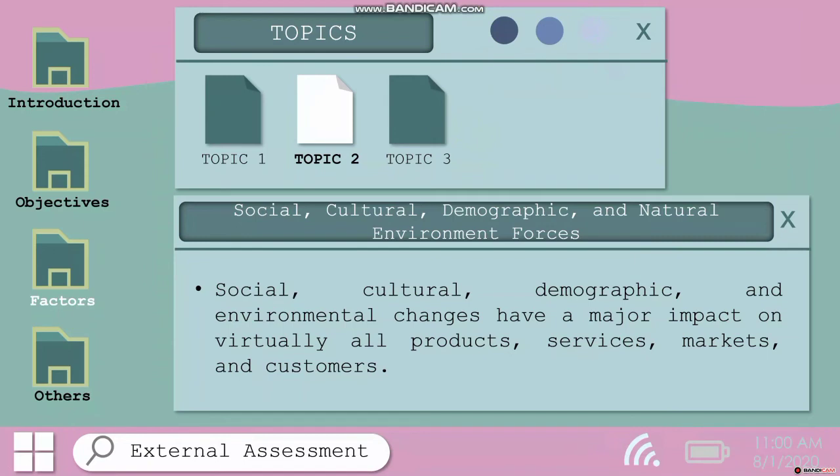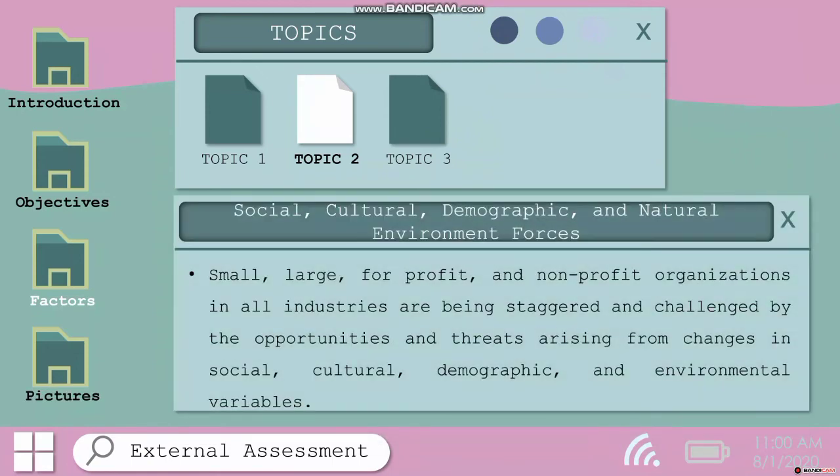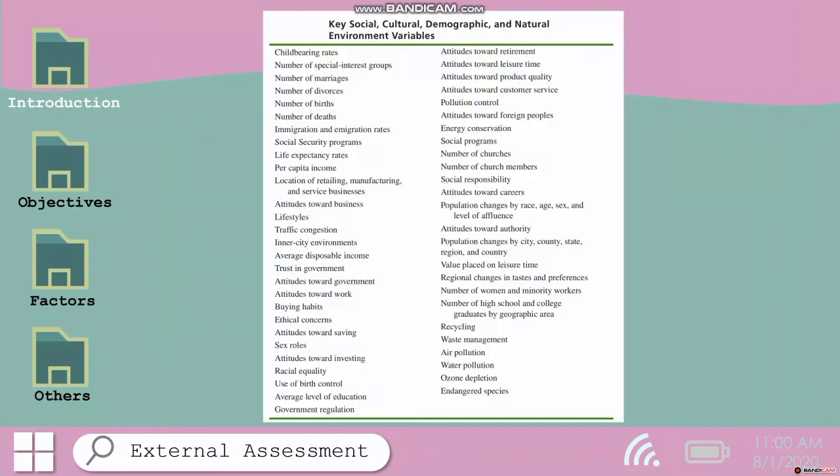Social, cultural, demographic, and environmental changes have a major impact on virtually all products, services, markets, and customers. Small, large, for-profit, and non-profit organizations in all industries are being staggered and challenged by the opportunities and threats arising from changes in social, cultural, demographic, and environmental variables. So these are the key social, cultural, demographic, and natural environment variables.